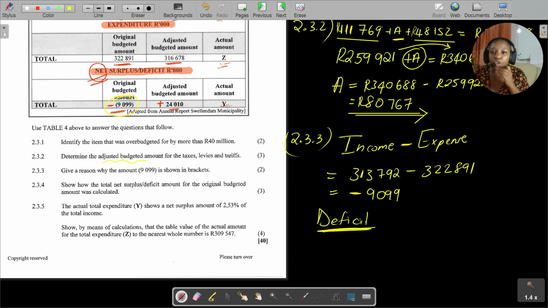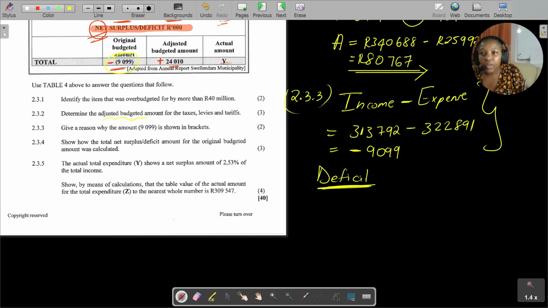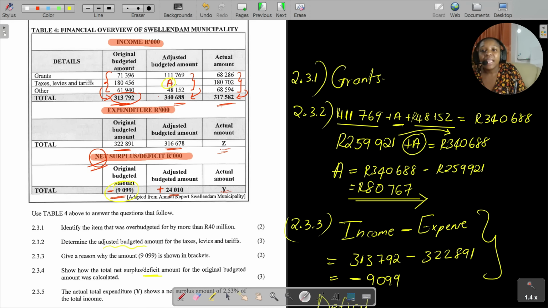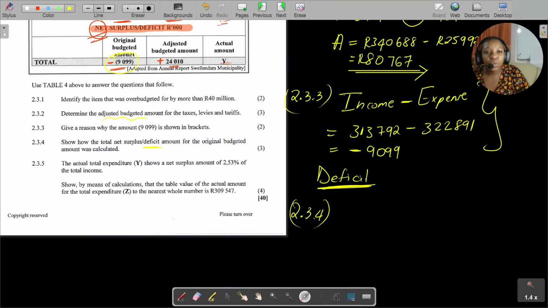Show how the total net surplus or deficit amount for the original budgeted amount was calculated. Okay, so here, we actually basically did it there, but we're actually supposed to do it in question 2.3.4. They're just asking you to show how the deficit amount for the original budgeted amount was calculated. It was calculated by just taking the income minus the expenditure to get that. So there you're just supposed to show what we did there.